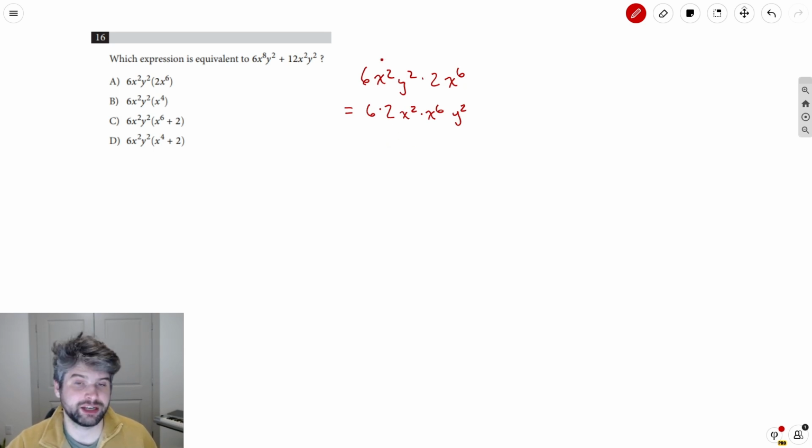All right, and when we combine like factors, we get the 6 times 2 multiplied together to get 12, the x squared times the x to the 6th to get x to the 8th, and just the y squared left over. So this, answer choice A, equals 12x to the 8th y squared. And that is not this.